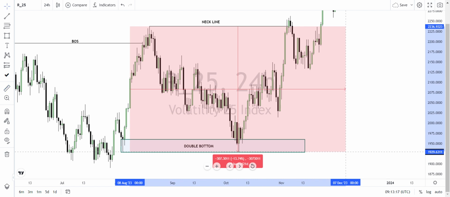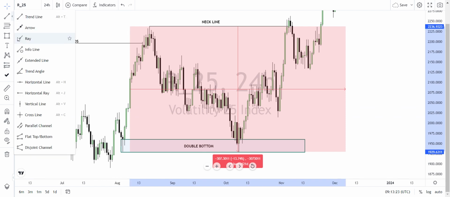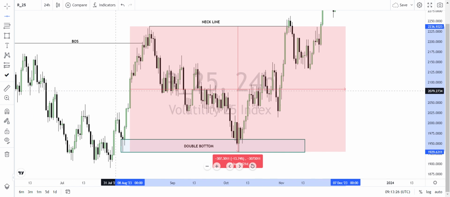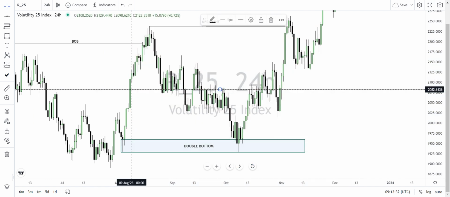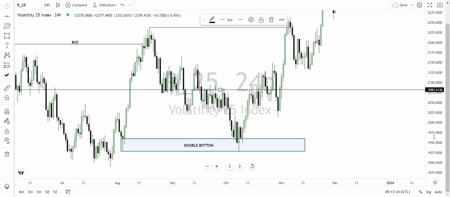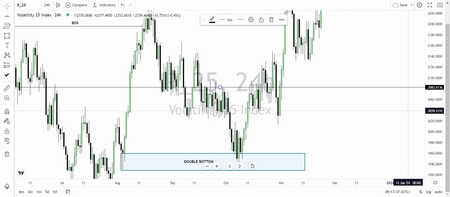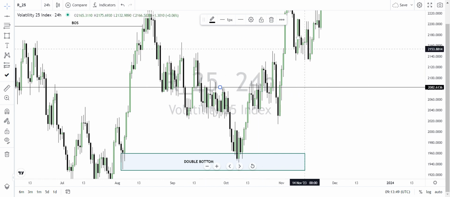Now, please just follow me. So here is the half of our double bottom rectangle. Now with this half, when the market got to this point, the fact that the market broke above the half of our double bottom rectangle is a sign, a proof that the market will still go further up.